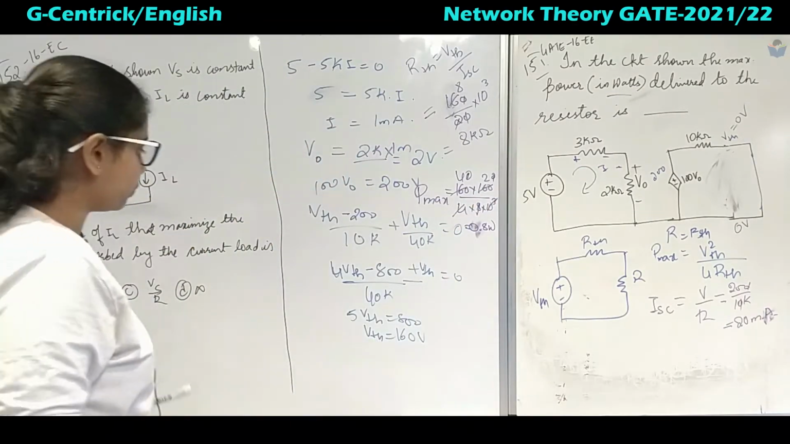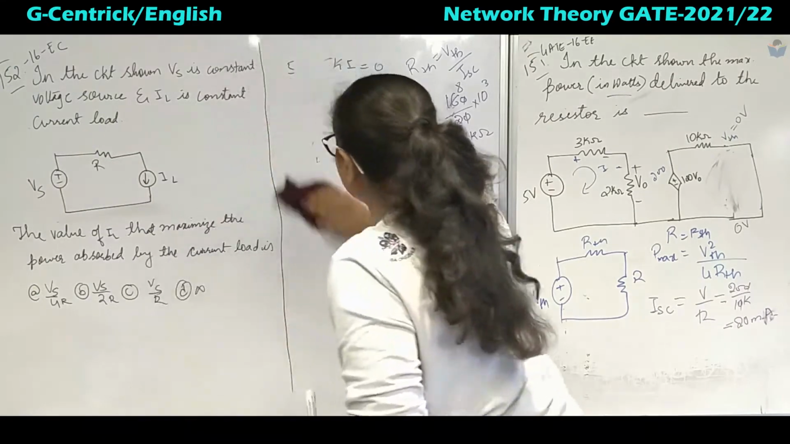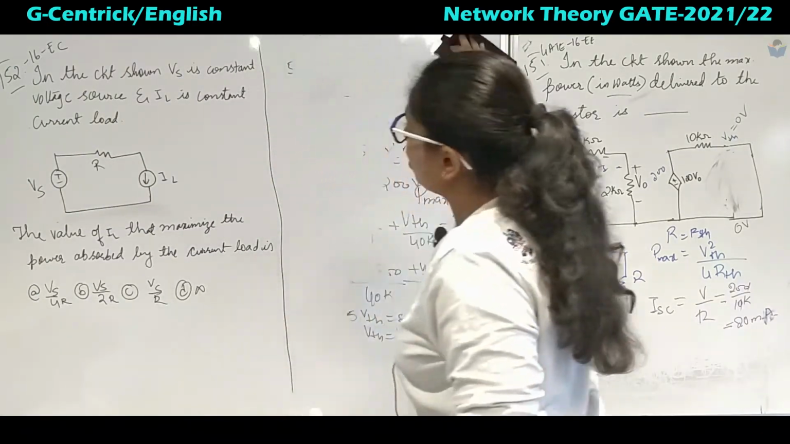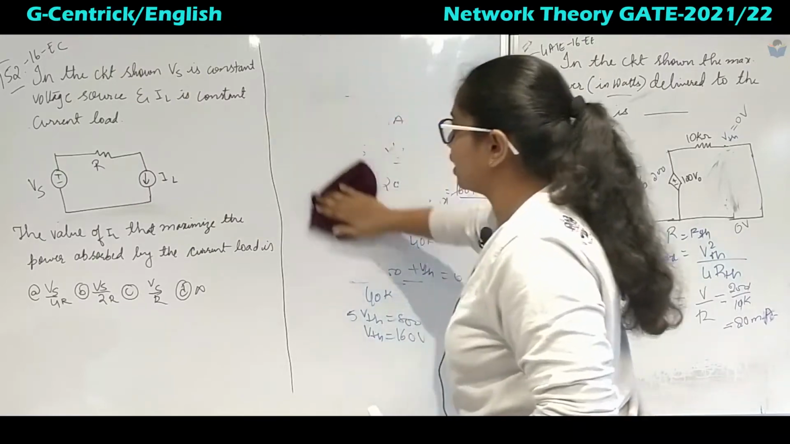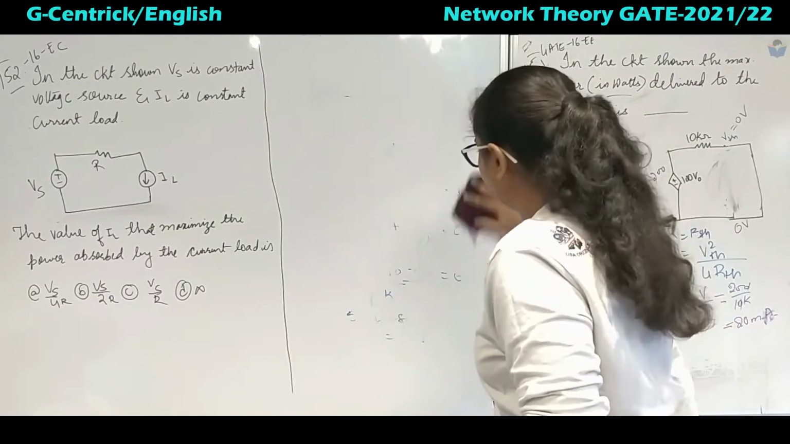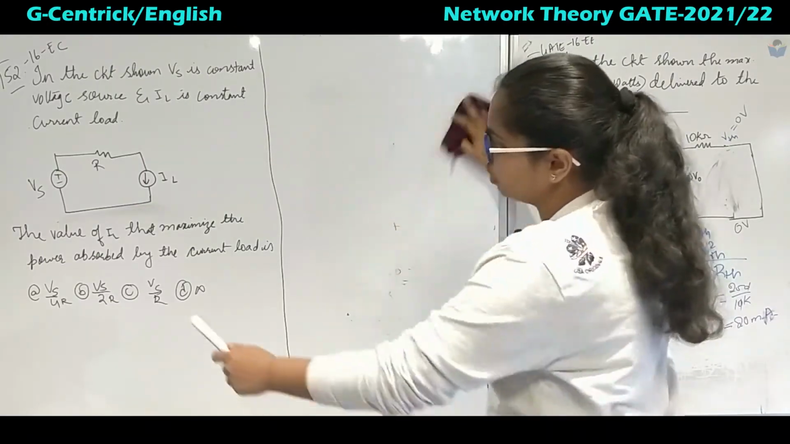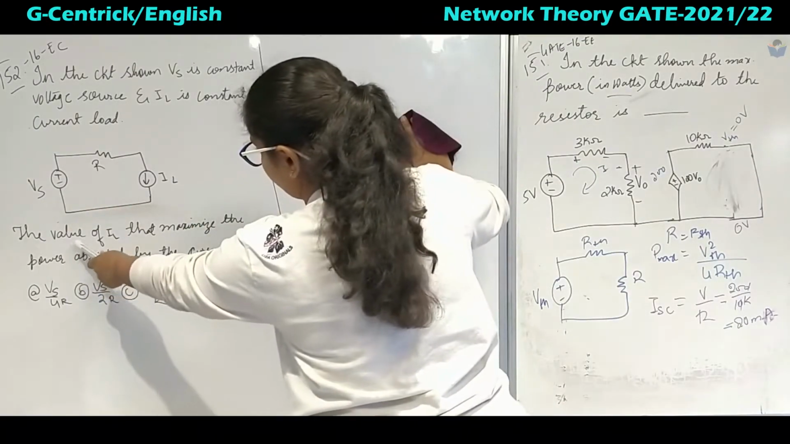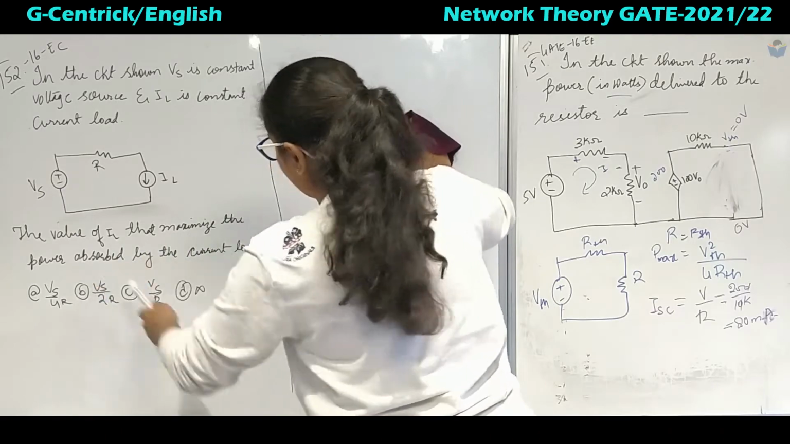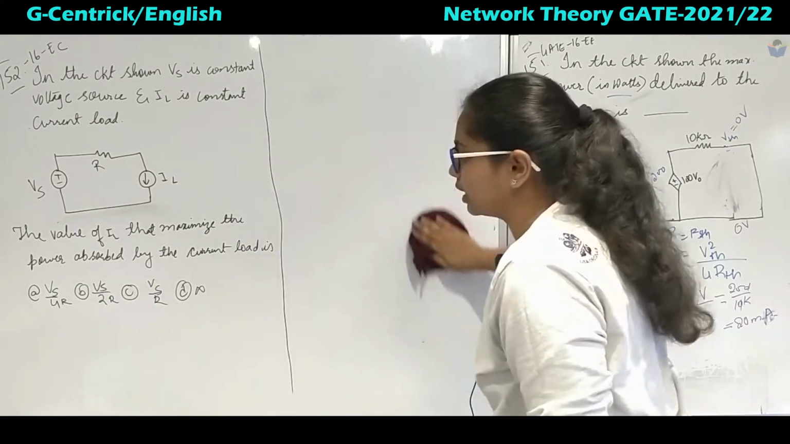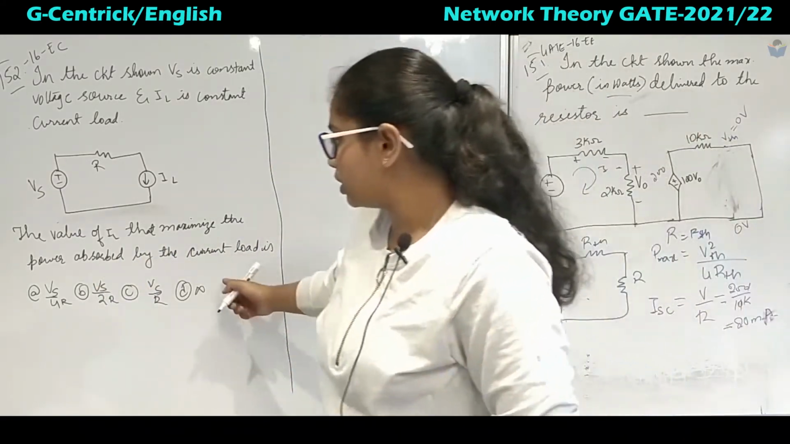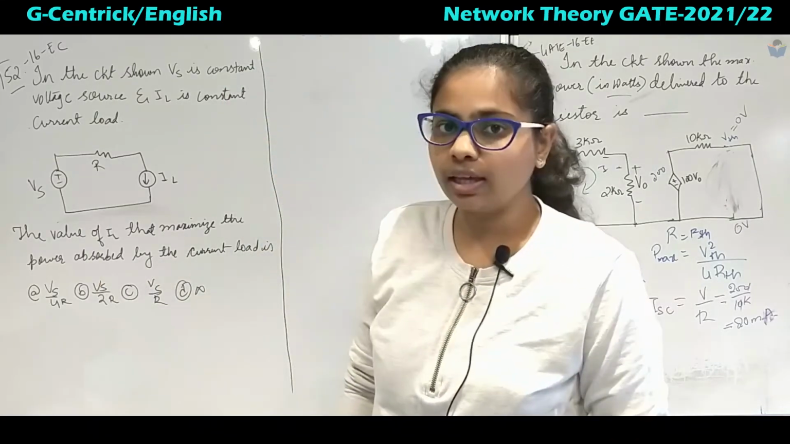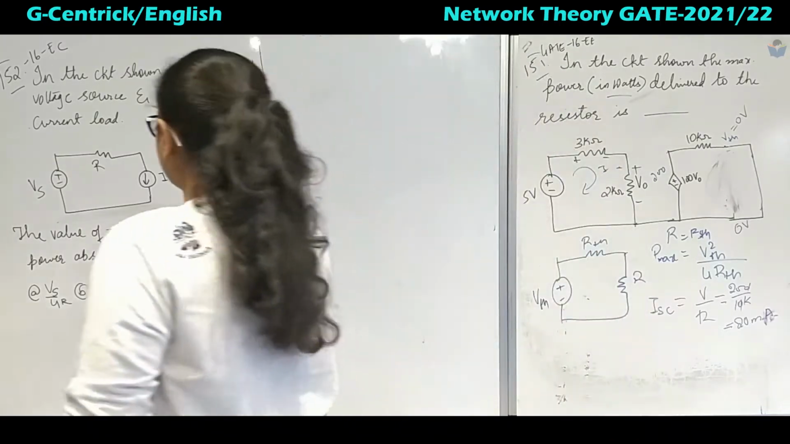Next, coming to the 152nd question: in the circuit shown, Vs is a constant voltage source and IL is a constant current load. So this is the current load and this is the constant voltage source. We have to find the value of IL that maximizes the power absorbed by the current load. In terms of this equation, we have to find the current load IL. So this is the load.